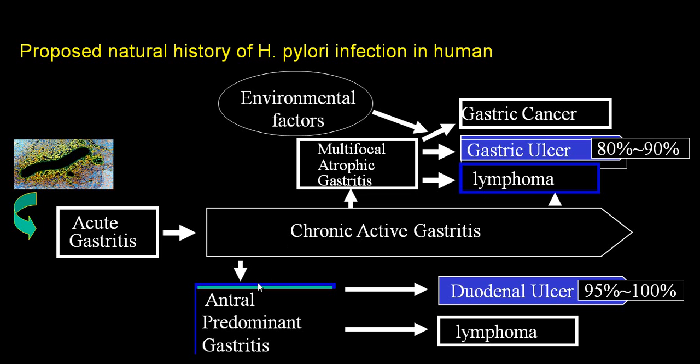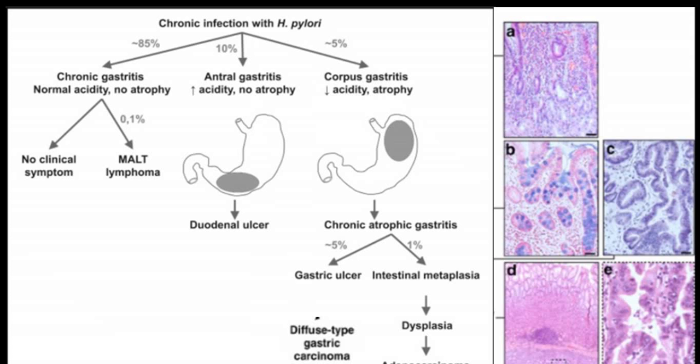And if it is an antral predominant gastritis, it will be converted into duodenal ulcer in almost 95 to 100% of the people. And there is also a chance of lymphoma in the antral portion, or maybe even in the duodenum. So this will be the progression in a person who has H. pylori infection. The same thing is shown here.